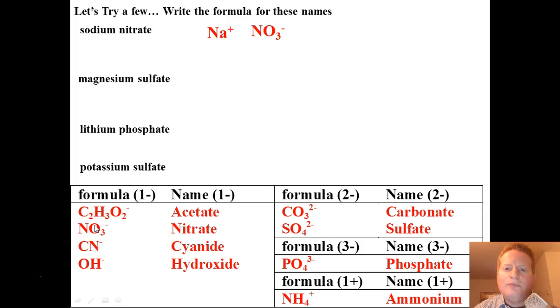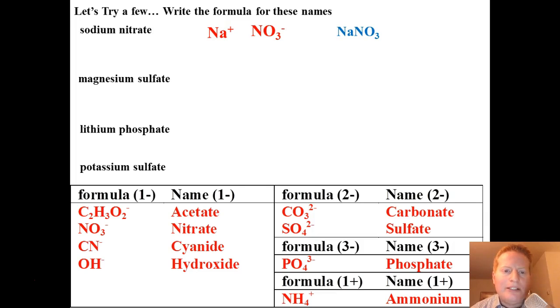Now we know that sodium's a 1+, and nitrate is a 1-. So how many of each will we need? Well, we'll need one of each. So the formula then becomes NaNO3, and that is the formula for sodium nitrate. Again, the nitrate just came from our list here. This is called a ternary compound because it's at least 3 elements essentially in the compound.